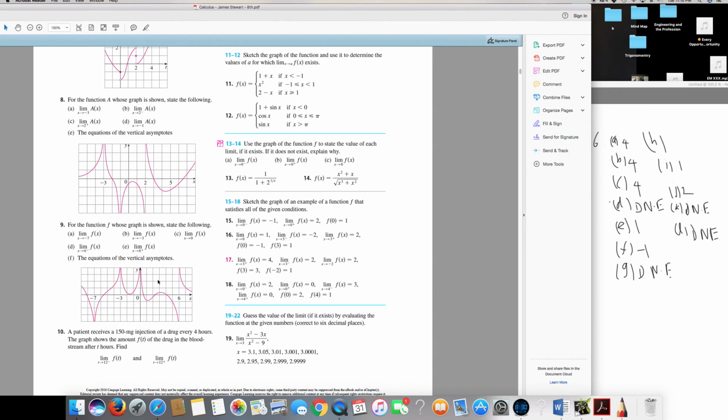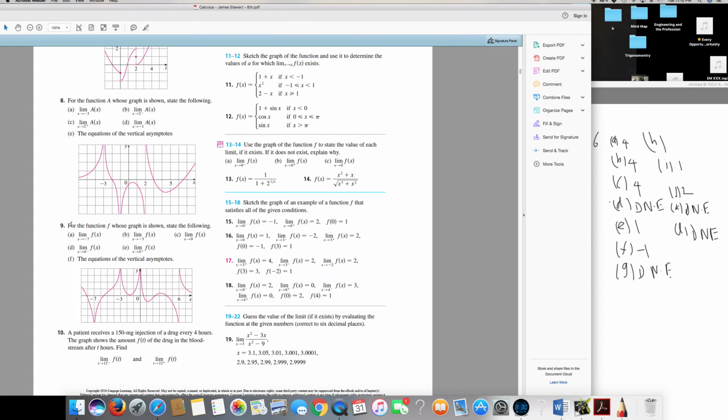So let's go to the ninth question. The ninth question is asking, for the function f whose graph is shown, state the following. They say the limit of f of x as x approaches negative 7. When it approaches negative 7 right here, from the left hand side it is approaching negative infinity, from the right hand side it is approaching negative infinity. So left and right have the equal value, therefore the limit exists and the answer is negative infinity.